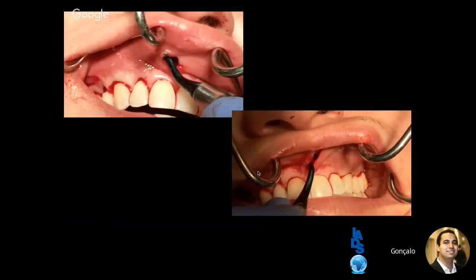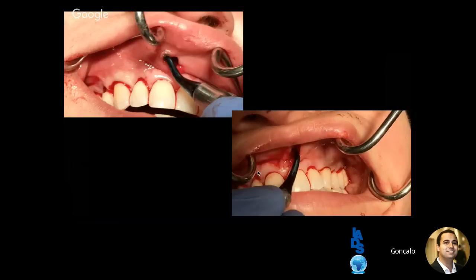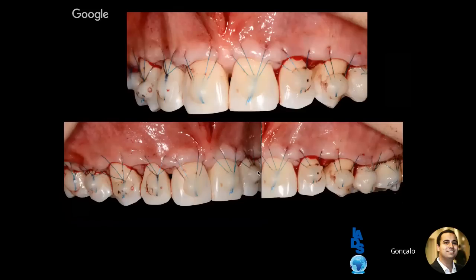So after we have our tunneling, what we do is we suture. We use this bonded suture. Here in this case, I did the bonded sutures with polypropylene 6-0. This is a technique-sensitive suture, so it's a difficult suture. It's not an easy suture, but with time, it gets easier and faster.